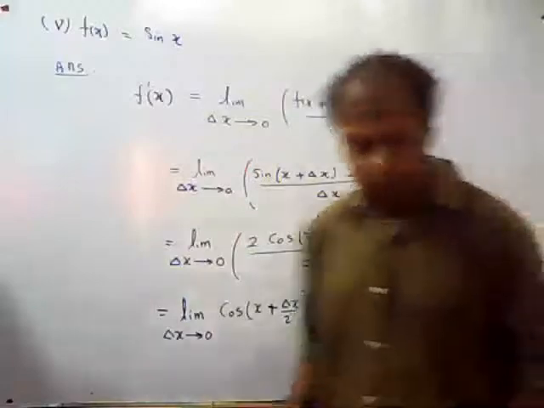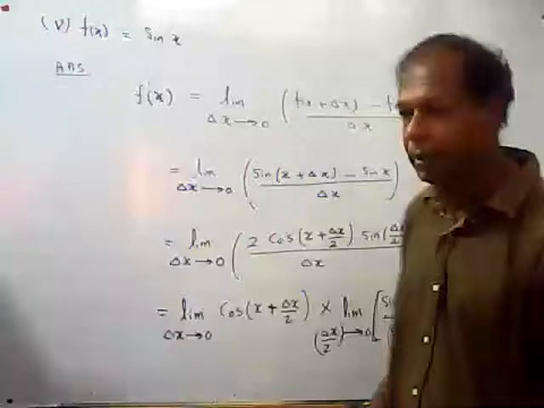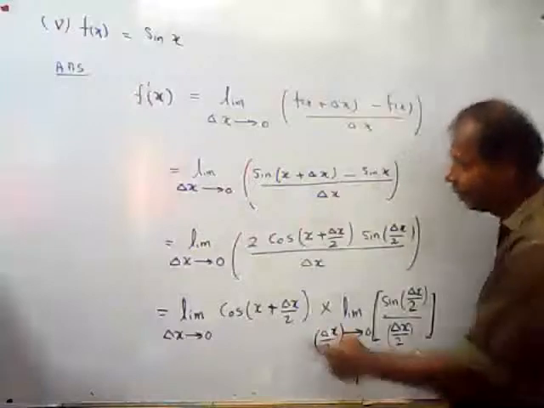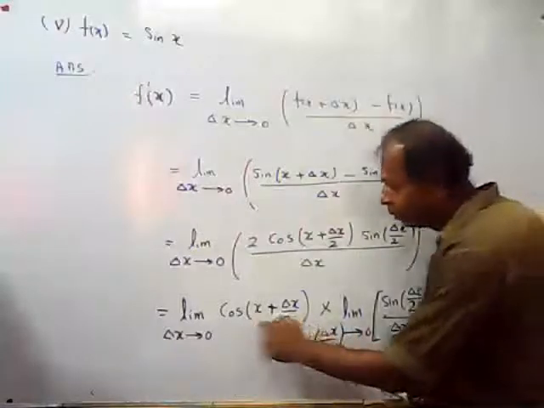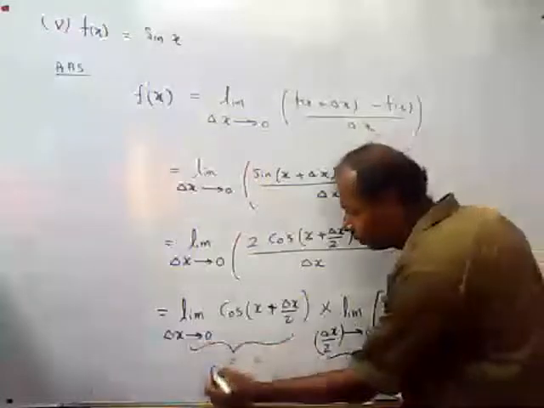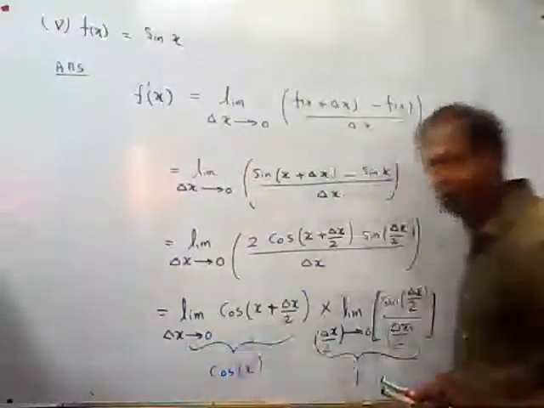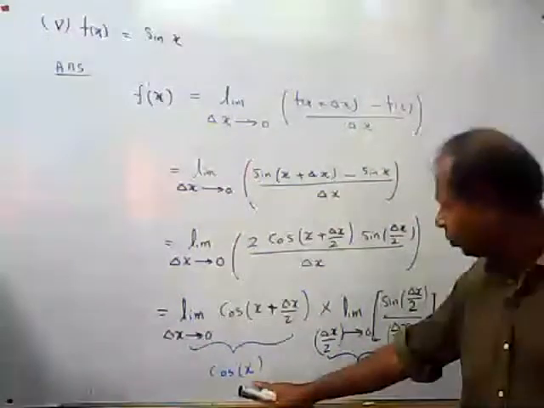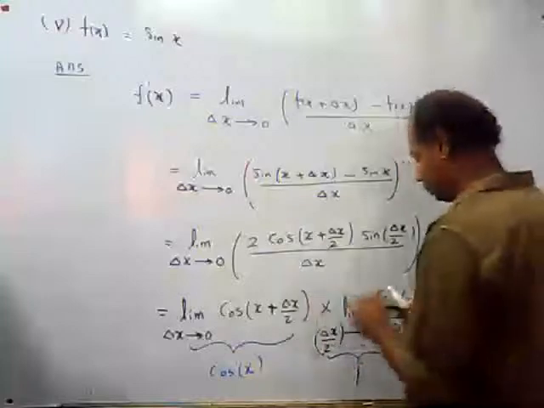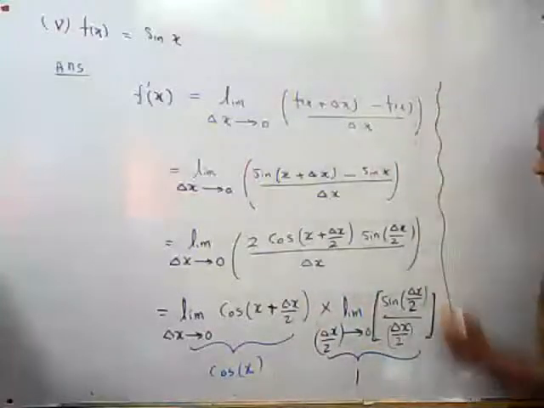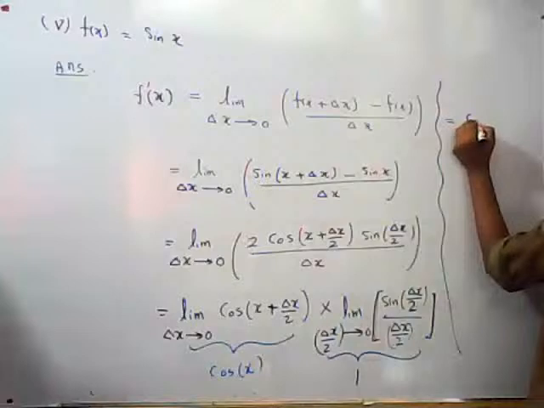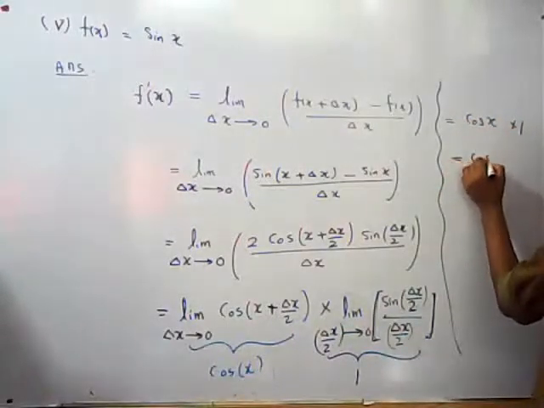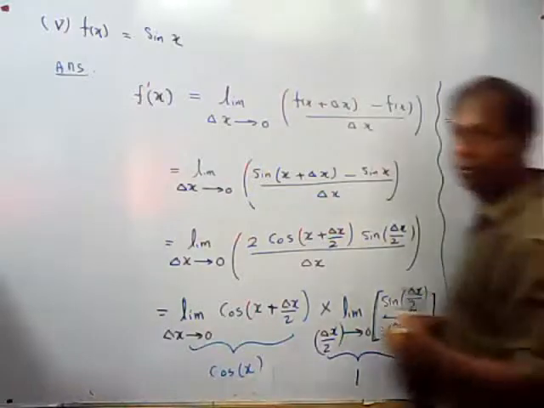Now, by the theorem, this gives 1. As delta x goes to 0, this gives just cos x. It's just cos x. So finally it's cos x into 1. So it will be equal to cos x.